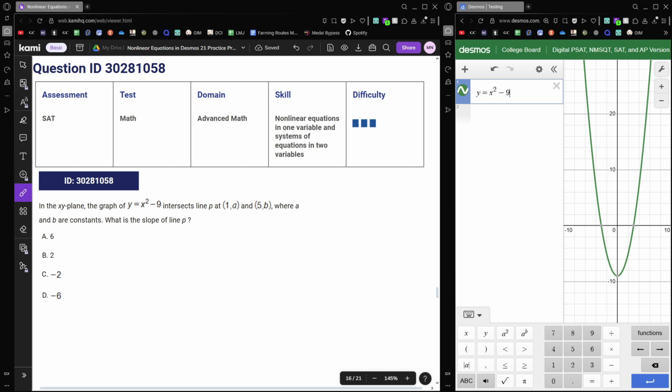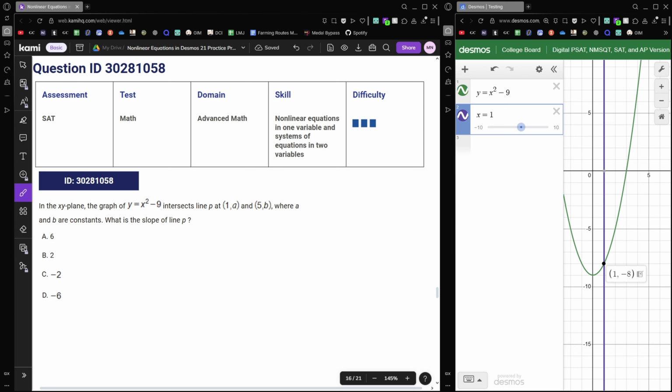Now they tell us that this graph intersects line P at a point where the x value is 1. So we go ahead and just type in x equals 1, because our x value is 1. We get that the point would be at (1, -8). So let me go ahead and write that down. This would be (1, -8).